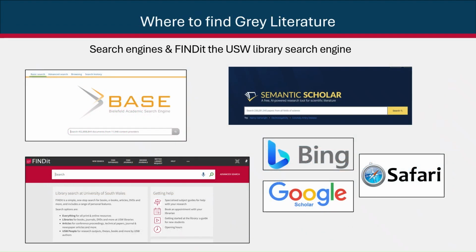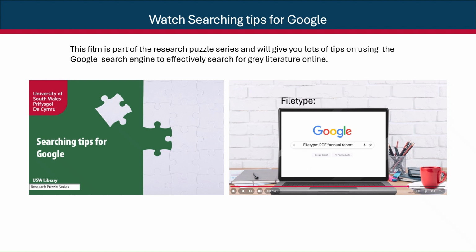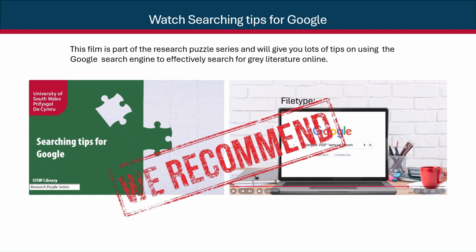Where to find grey literature? You can use any search engine to look for grey literature. Try using a mix of different search engines. Find It can also be used. Think carefully about your keywords. We recommend you watch the film Searching Tips for Google. This film is part of the Research Puzzle series and will give you lots of tips on using the Google search engine to effectively search for grey literature online.